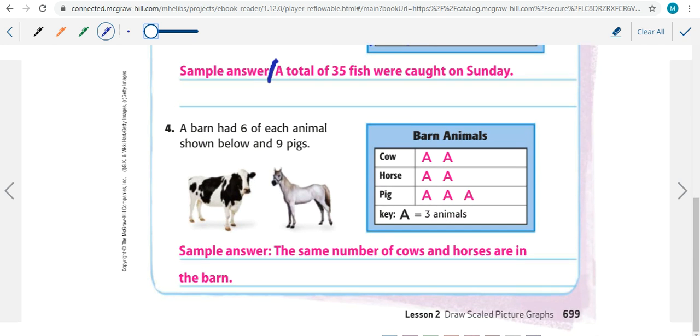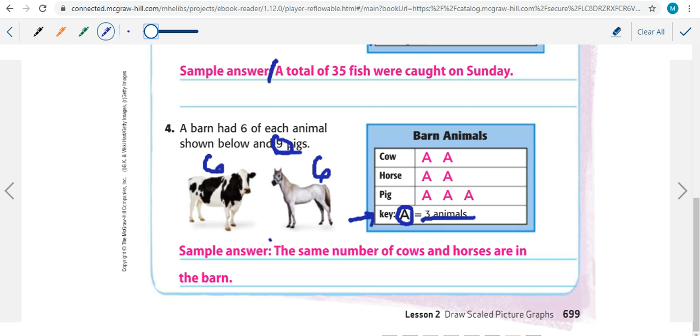Now, a barn had 6 of each animal shown below and 9 pigs. So, 6 cows, 6 horses, and 9 pigs. Now, look, the key is telling me that each letter A represents 3 animals. So to show how many cows, we draw 2 A's. To show how many horses, we also draw 2 A's. Now to show the number of pigs, which is 9, we need to draw 3 letter A's. Why? Because each A represents 3 animals.